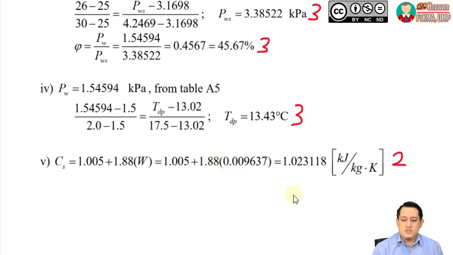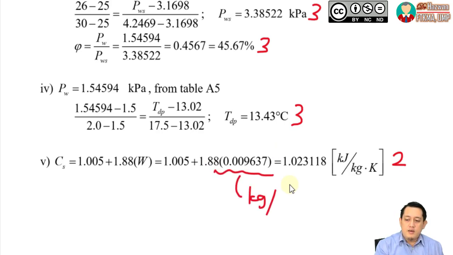So this is the mistake that most of you made. For this part here, it is compulsory to use kilogram per kilogram. I can see that most of you use gram per kilogram, which is not correct. So you must use kilogram per kilogram.